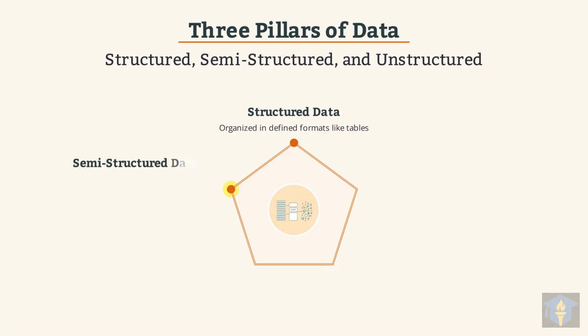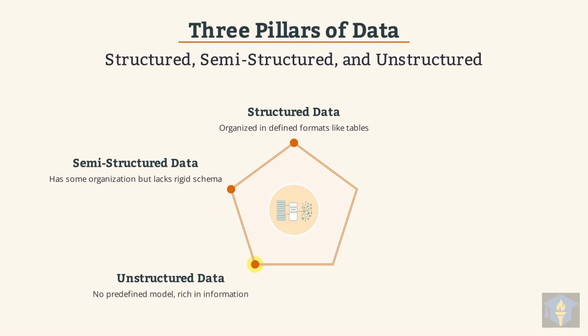Next, we explore semi-structured data, which offers a balance between organization and flexibility. It possesses some organizational elements, but doesn't strictly adhere to a rigid, predefined schema. Finally, we have unstructured data, which is often rich in content but complex to process. This data lacks a predefined model, yet it contains a vast amount of valuable information.